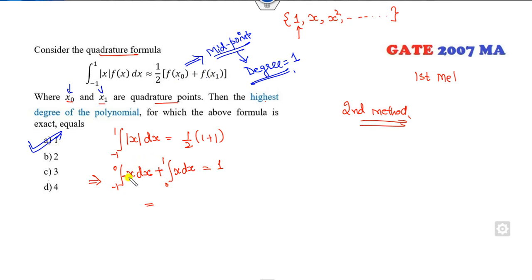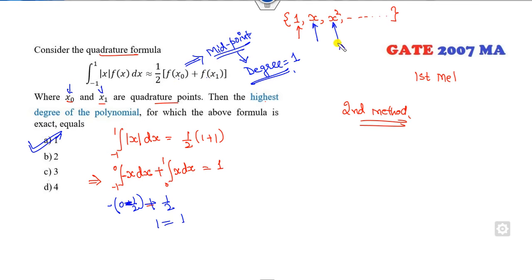Otherwise, if this equation will be satisfied, you can see if I solve this, it's x square by 2 integration. So it's a 0 minus half plus, it's a plus half. You can see it will be 1 is equal to 1. It's satisfied, so you can take about the x. If this is also satisfied, degree is 1.